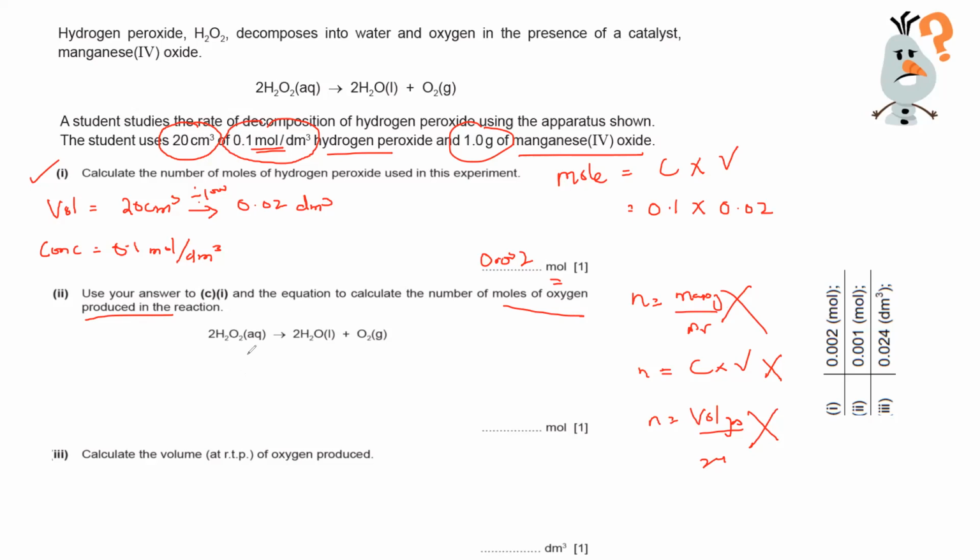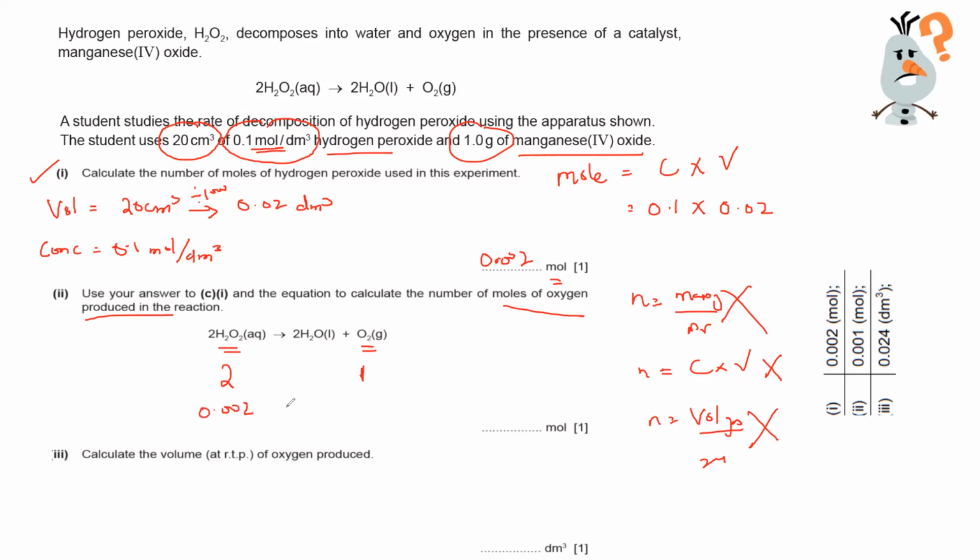We can use a ratio. What ratio can we use? Because we already worked out hydrogen peroxide, we can take a ratio between hydrogen peroxide and oxygen. If you see the question, if there are 2 moles of hydrogen peroxide, there will be 1 mole of oxygen.